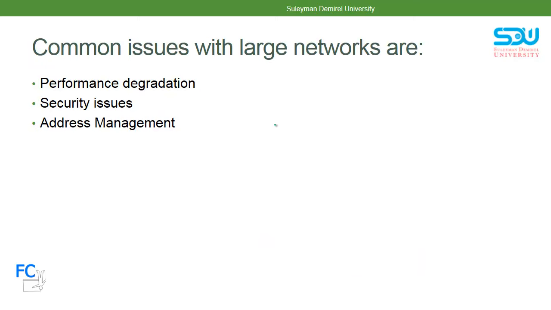Common issues with large networks are performance degradation due to the broadcast from the hosts; security issues, because when you have a big network, it's very difficult to investigate violations; and also address management will provide you some issues in large networks.